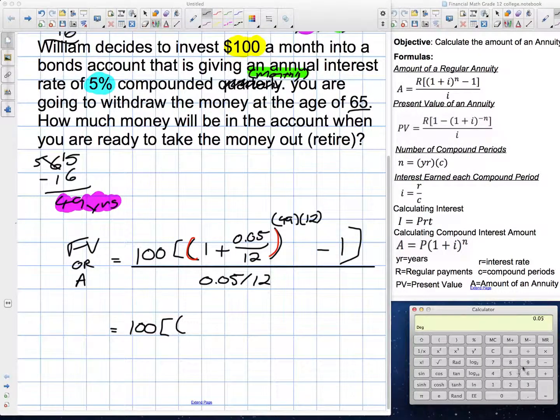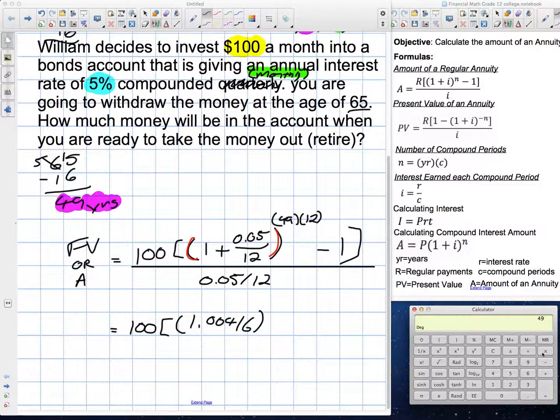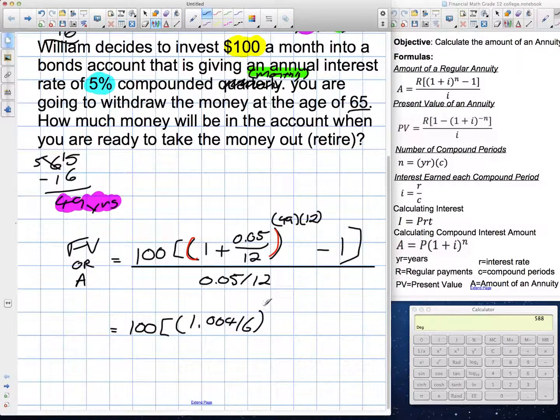So 0.05 divided by 12 gives us this decimal plus 1. We know it's just going to be 1 point, whatever that is. So we get 1.00416. I've rounded this to about 5 decimal places. That should be fine. Okay. I'm also going to figure out what the exponent is in the process of simplifying. 49 times 12. So exponent of 588. So there are 588 months that are going to pass over this time.